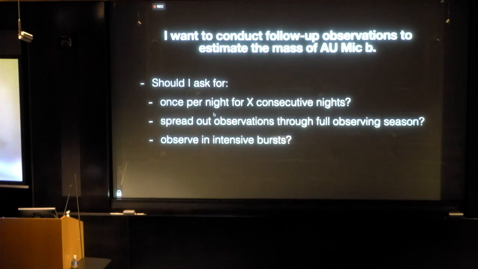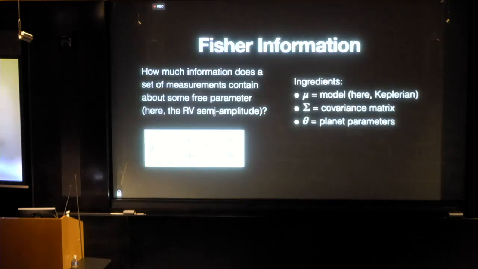And the tool we use to compare these different strategies against each other is the Fisher information. Now, all that is, is a quantity that characterizes the expected value on the uncertainty of a measurement of some given free parameter. Here, for us, it's the radial velocity semi-amplitude. And it has 3 ingredients. This is the equation for the Fisher information.